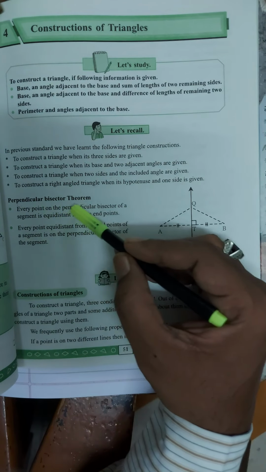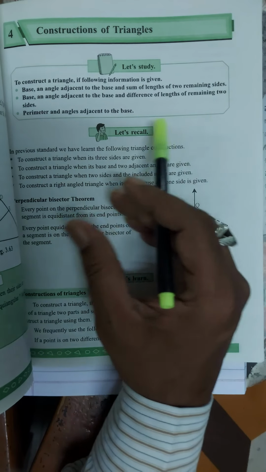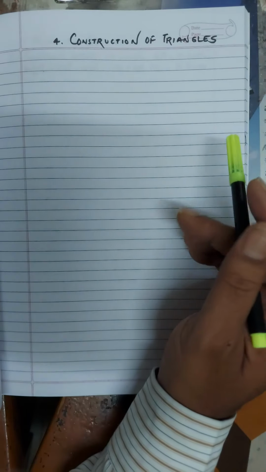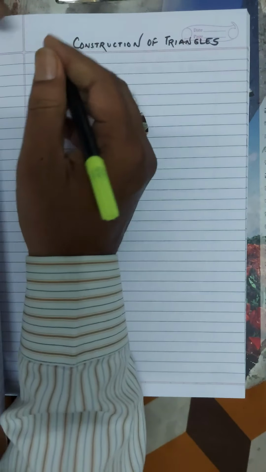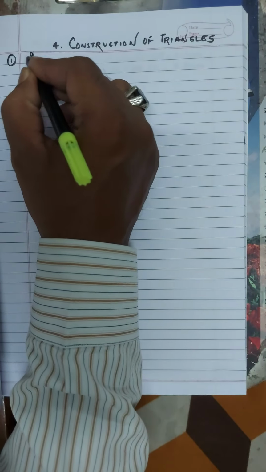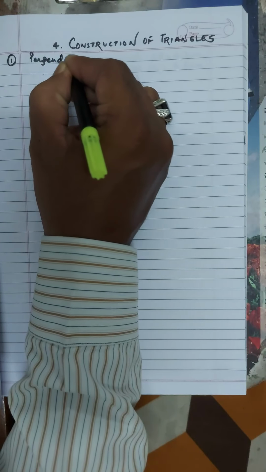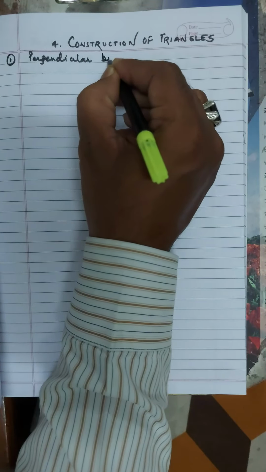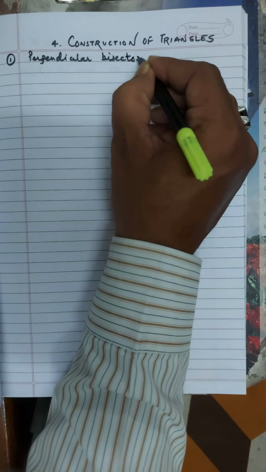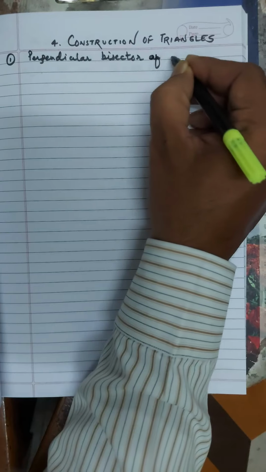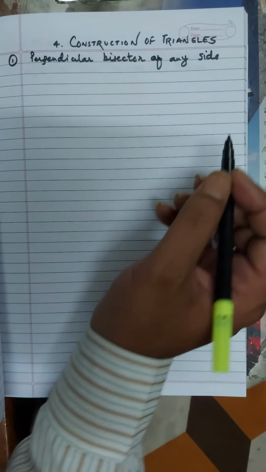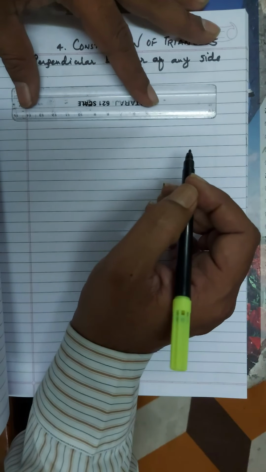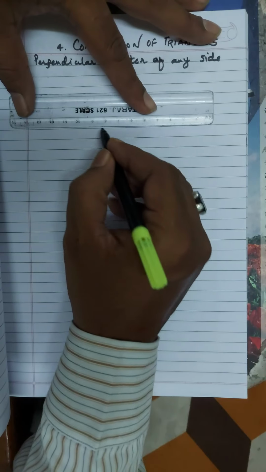Okay. Now we have the perpendicular bisector theorem. What we need to learn here, the basics of construction of triangle, is if we need to draw a perpendicular bisector of any side. Perpendicular means straight line. To draw a perpendicular bisector of any side, first of all we have to draw a straight line with the ruler exactly in the center of the page.